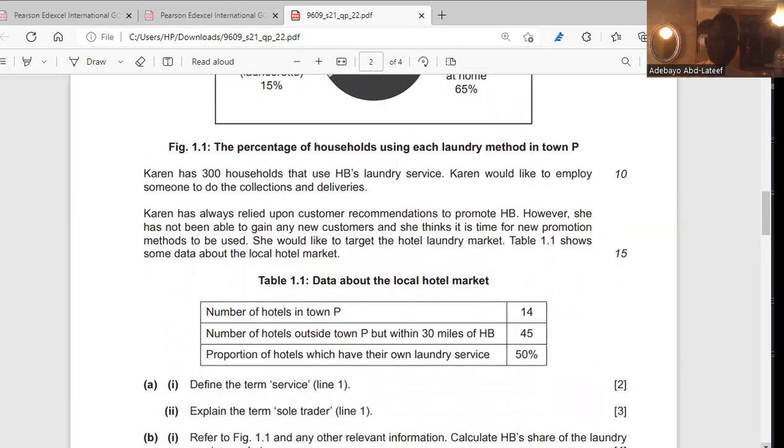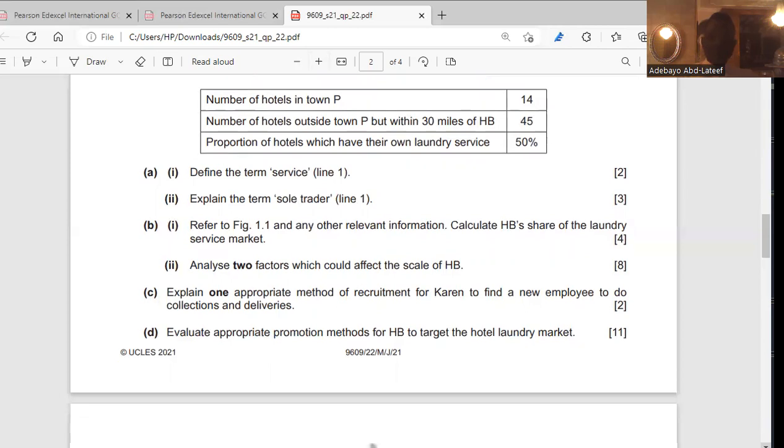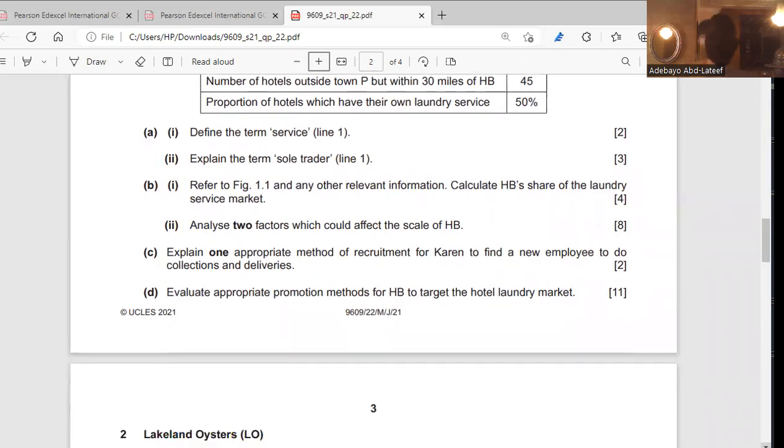A. Define the term service. So when we talk about service, service is the intangible product that a business is willing to sell to customers, an intangible product that customers have to pay for. So they are offered to customers for payment. I think it's clear. Next, explain the term sole trader. A sole trader is a business that is owned and controlled by an individual who takes the risk of setting it up.